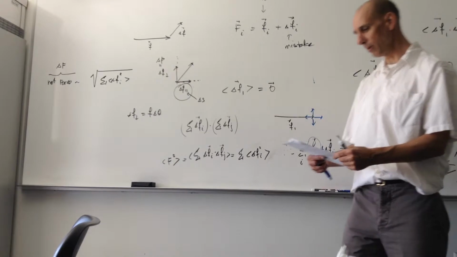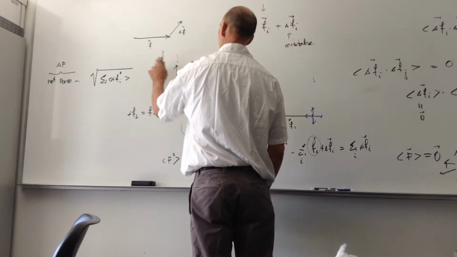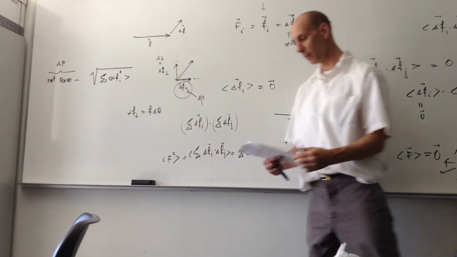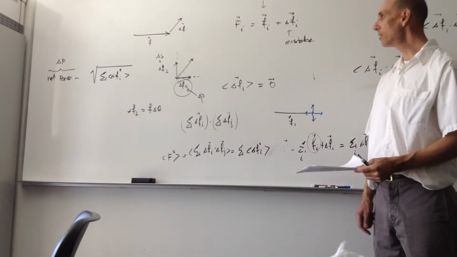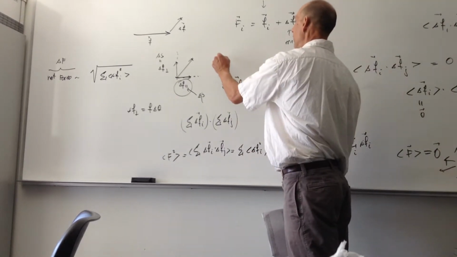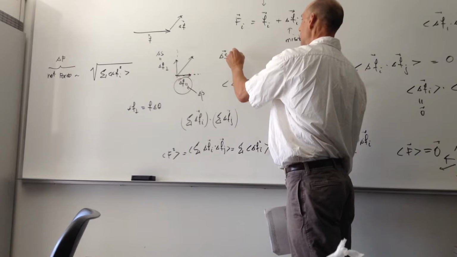Oh, I did it the other way around, sorry. This is delta S, that's the perpendicular. This is parallel, right? So those are those pieces. And then what we said is, if we looked at the directions, why is this the case?